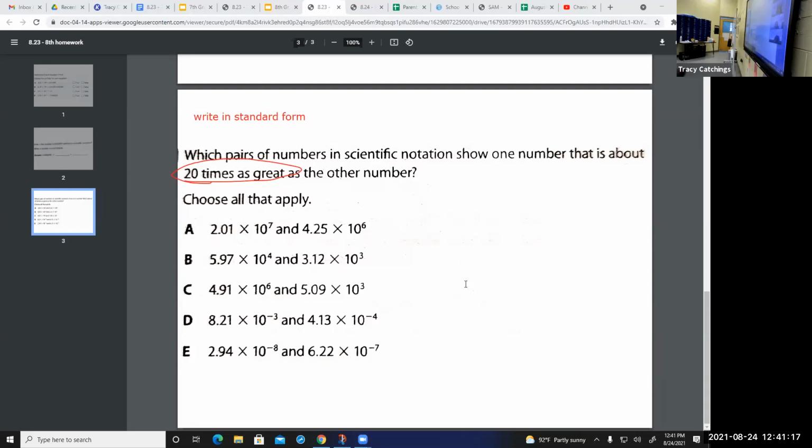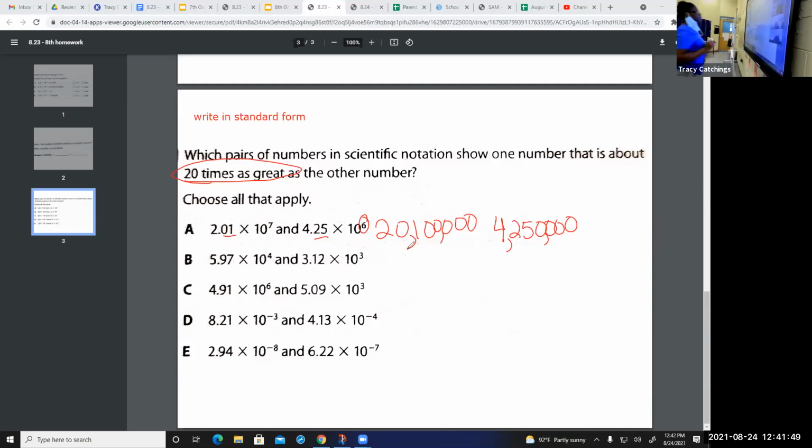So looking at A, I would have written that in standard form. 2, 1, 2, 3, 4, 5, 6. 2,000,010. The second one the same way, this time moving 6 times. 1, 2, 3, 4, 5, 6. 4 million. Oh, I left off the one on the first one. 1, 2, 3, 4, 5, 6. Yeah, it's 7.